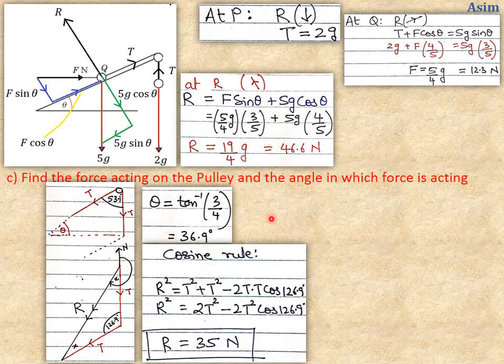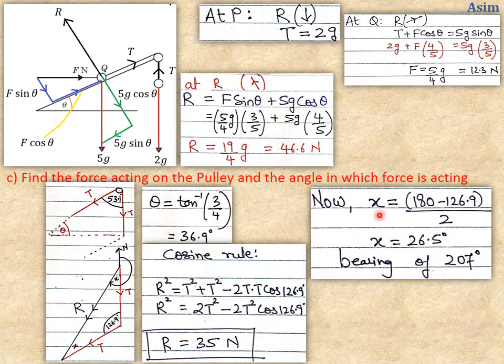Let's take that part. So x is 180 minus this divided by 2, so this x is 26.9. So the bearing of this resultant force, correct? This is on a bearing of 180 plus that, which is 207 degrees. This was a long question, but it will be worth 13-14 marks in the exam.